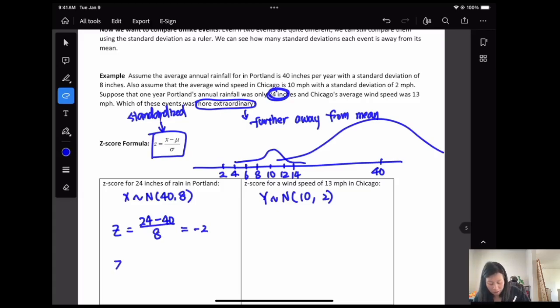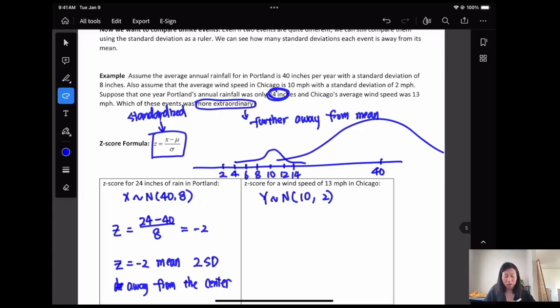So a z-score of -2 means that the rainfall is 2 standard deviations away from the center. We don't really care about whether it's positive or negative. We care about the distance, how far away from the mean. Negative just means it's on the left side of the mean.